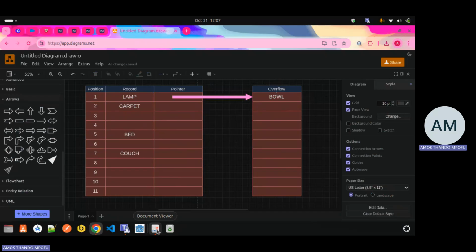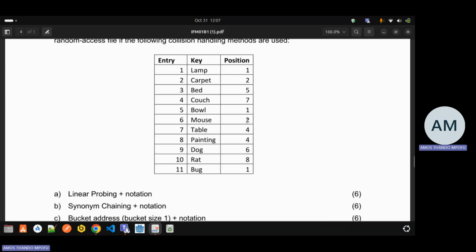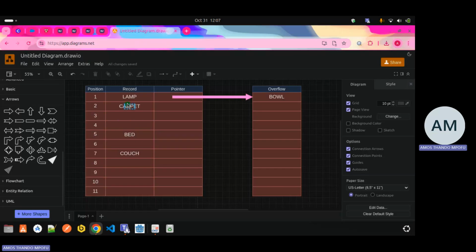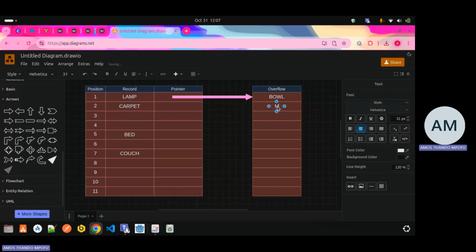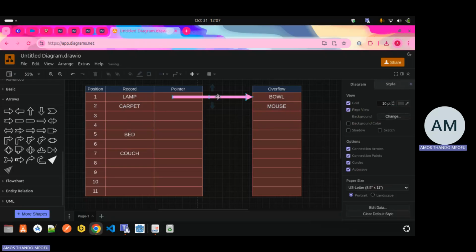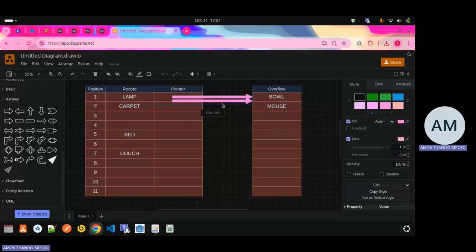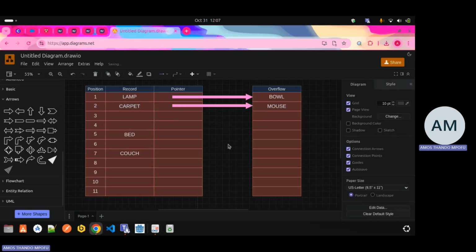And then we need to put in the next thing. Mouse is at index 2, which is also in overflow because it's already occupied. So I need to put mouse in the overflow block, and then I put a pointer to it, which is just going to be simple because I already have a pointer. I'm just going to copy that and paste it there, because they happen to be in the same row, following each other. Sometimes it can be here and then it points there. It can happen. So don't cram.